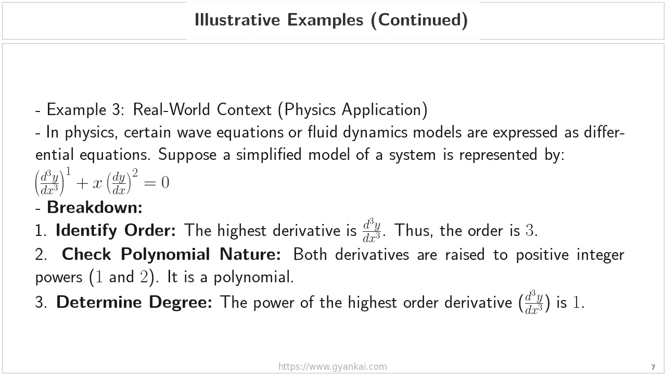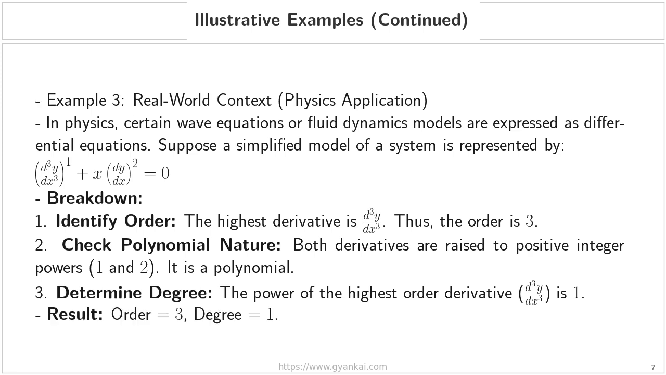Finally, step 3, determine the degree. Now, we look specifically at the power attached to that highest order derivative we identified earlier. The power attached to the third derivative is 1. So, to summarize our result, the order is 3 and the degree is 1. Now that we've seen how to calculate these, let's pause and look at some common pitfalls where students often lose marks.